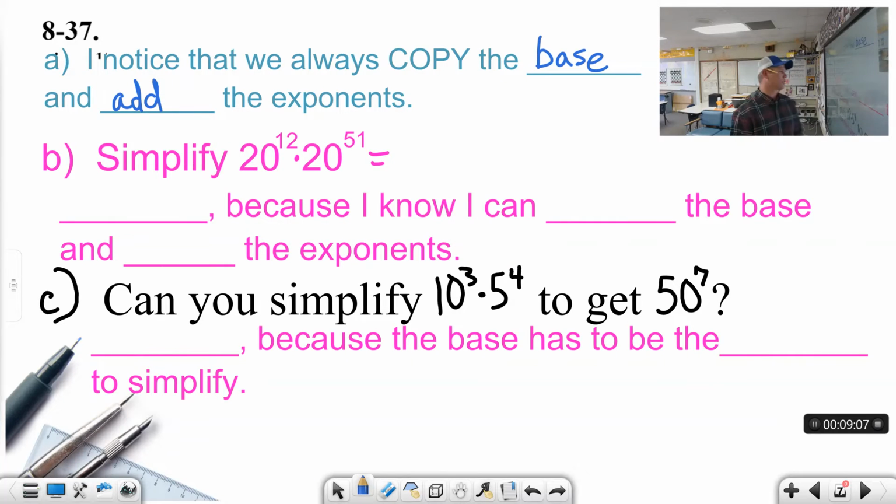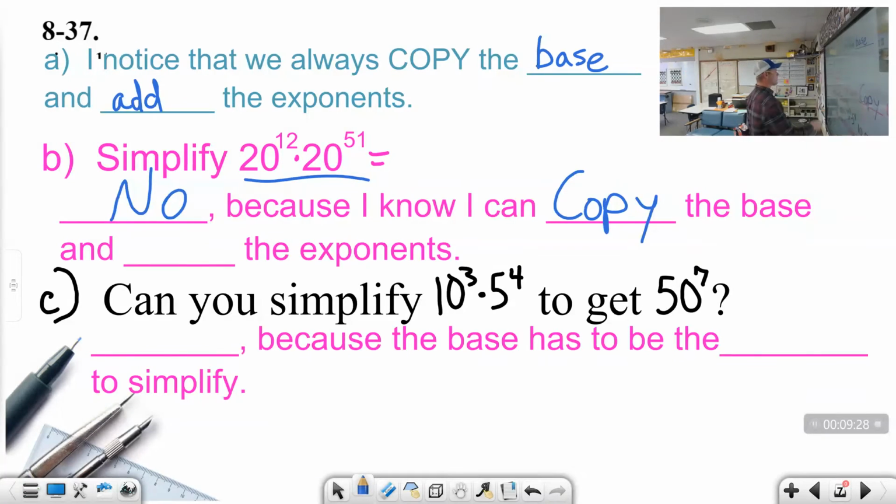Now I want you to notice there's a sentence here, and the question is, do we need to use expanded form? Did we need to expand this out? And I want you to notice we're going to respond with no. No, we don't need to use expanded form because I know I can copy the base and add the exponents. Okay? I want you to see this today.